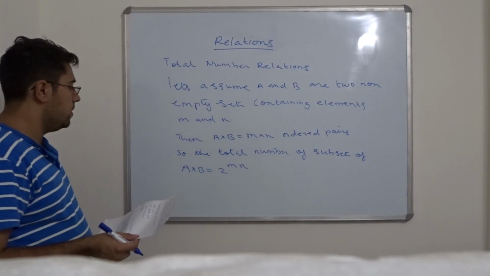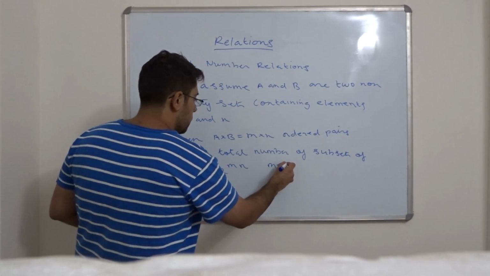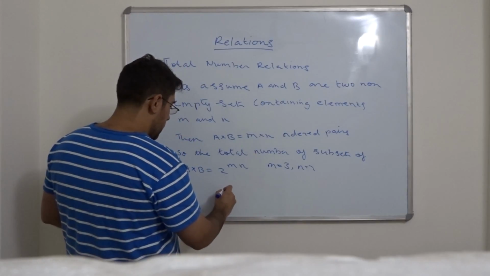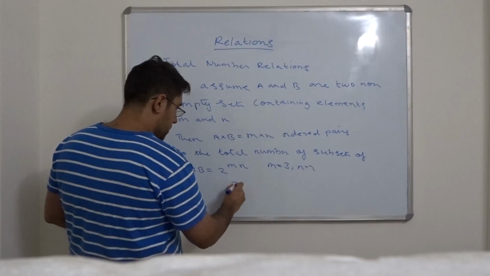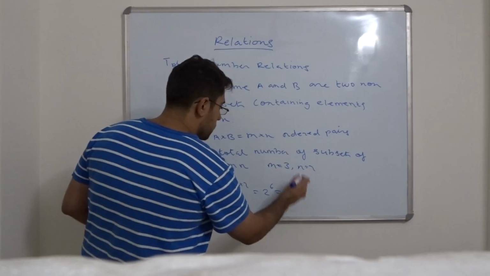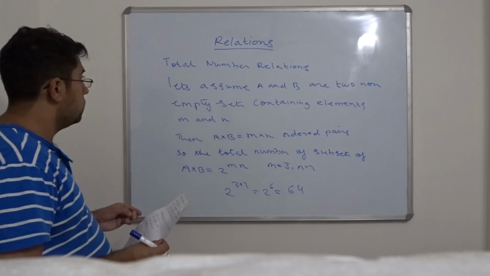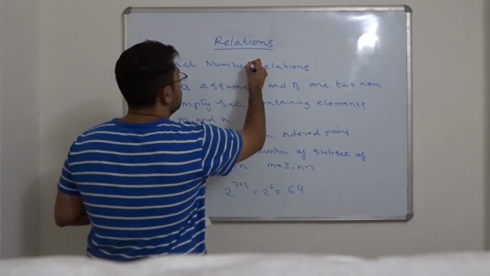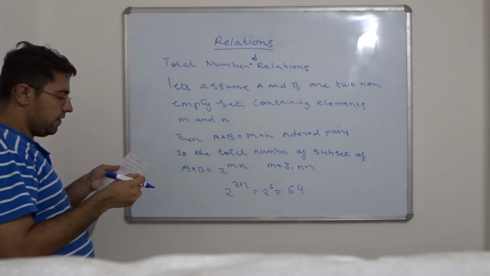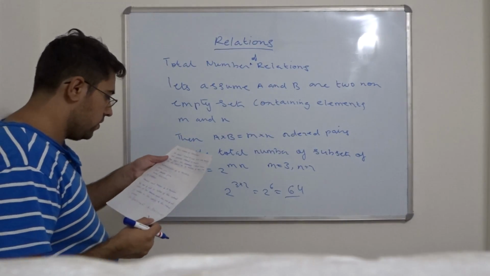So basically, say M has 3 elements, N has 2 elements, then it will be 2 to the power 3 times 2, which is 2 to the power of 6, which is 64. Then the total number of relations that you will have is going to be 64. That's how it is.